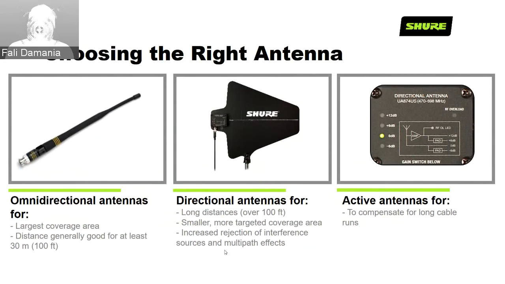The directional antennas are good also for long distances, but they are meant more for smaller and more targeted coverage. If you want to reject a lot of stuff that's happening to the sides and at the back of the antenna, that's where you'll use directional antennas. And because they're directional, there is an increased rejection of interference due to multipath effects. That's just common sense, because the omnidirectional antennas pick up from all sides, so obviously they're more prone to multipath interference. Okay, and like we discussed, the active antennas are only and only to compensate for long cable runs.